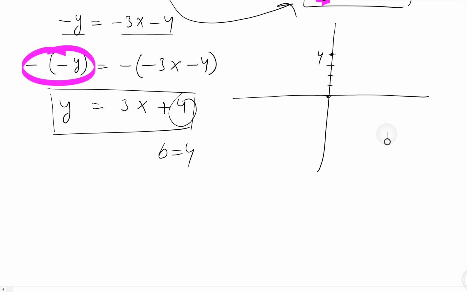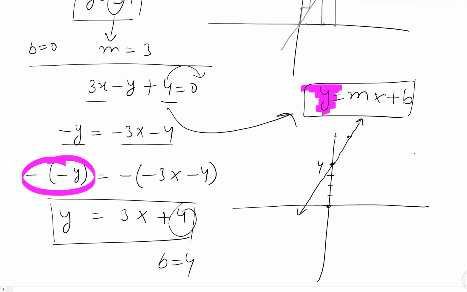The slope is still the same as we had in the previous one. Slope is 3, so you rise by 1, 2, 3 and run by 1. So rise is 3, run is 1, and the line is going to look like that. But it's not about the line. They are asking you whether this variation is direct or not.